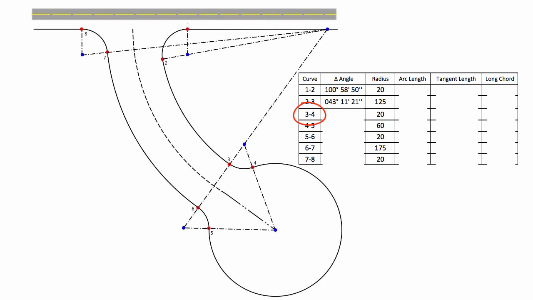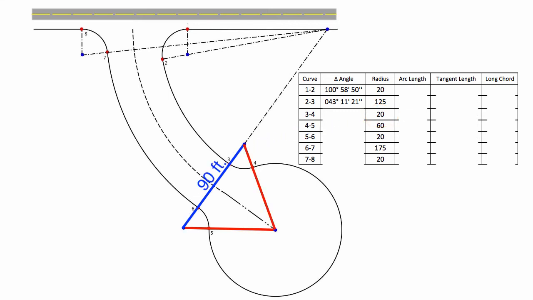The delta angles for curve 3 to 4, curve 4 to 5, and curve 5 to 6 are found by solving the isosceles triangle that is formed between the centers of curve 3-4, curve 4-5, and curve 5-6. The distance between the center of curve 5-6 and curve 3-4 is the radius of the curve 5-6, which is 20 feet, the width of the road right-of-way, which is 50 feet, and the radius of curve 3 to 4, which is 20 feet, for a total of 90 feet.